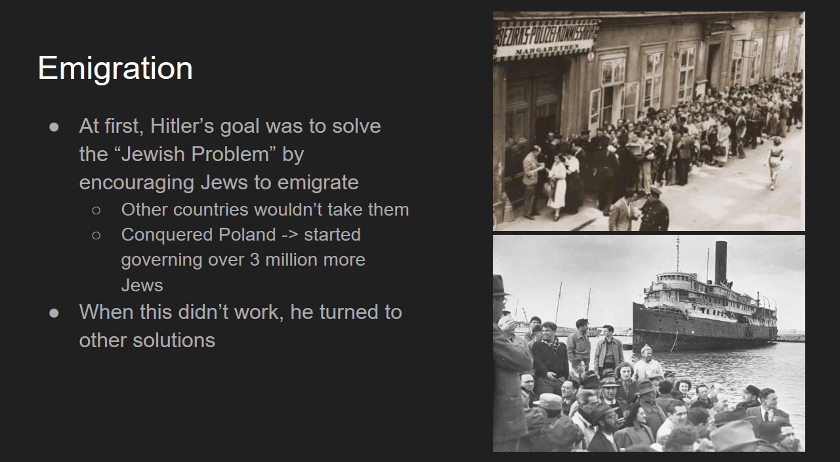So this meant that the idea of getting all of these Jews to emigrate and to leave the country was really not feasible. There was nowhere for them to go, and there were simply too many of them for that plan to work. So as he realizes that this emigration idea was not going to suffice, he turns to other solutions.